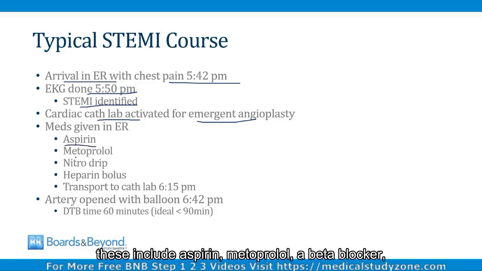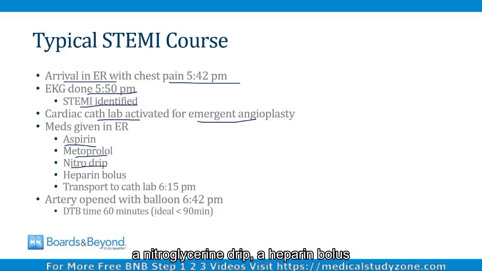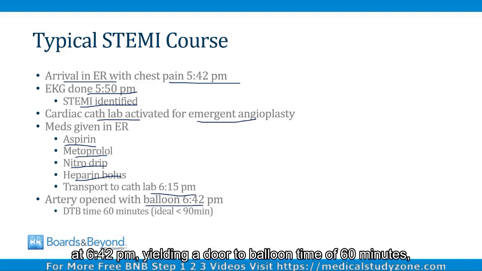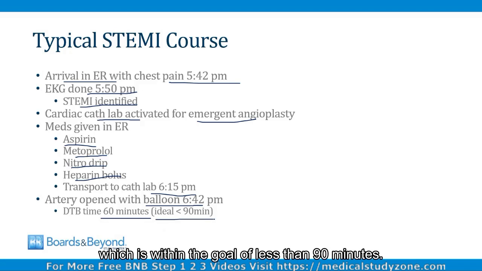These include aspirin, metoprolol, a beta blocker, a nitroglycerin drip, a heparin bolus, and then the patient is transported to the cath lab at 6:15 p.m. And then the artery is opened with a balloon angioplasty at 6:42 p.m., yielding a door-to-balloon time of 60 minutes, which is within the goal of less than 90 minutes.